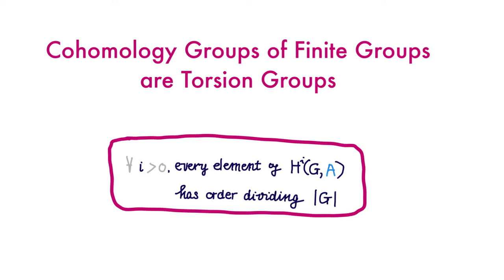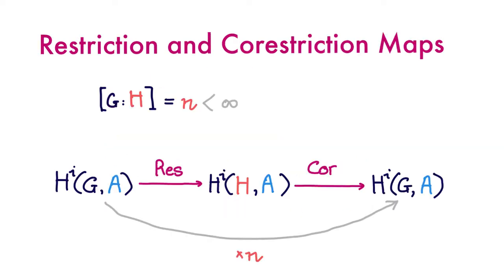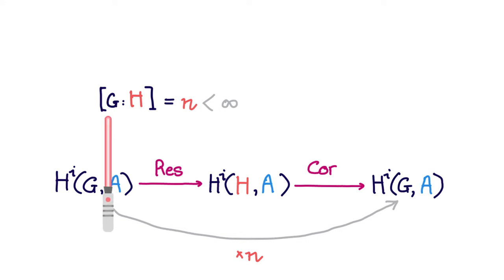Let us give a quick preview of why this is true. The key idea here is that if G has a subgroup H of finite index n, then the multiplication by n map on cohomology groups of G is going to factor through the cohomology group of H. This statement actually holds for any group G in general, not necessarily finite.